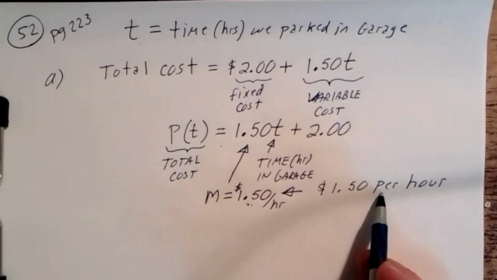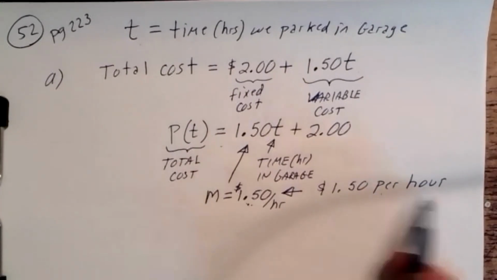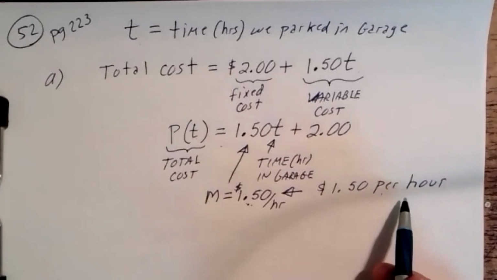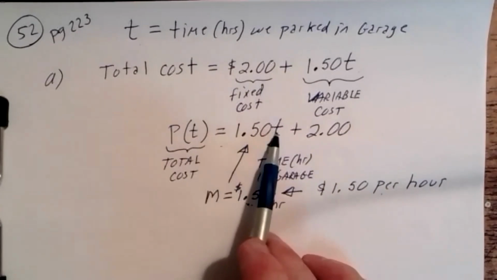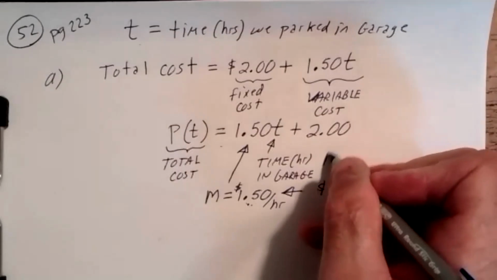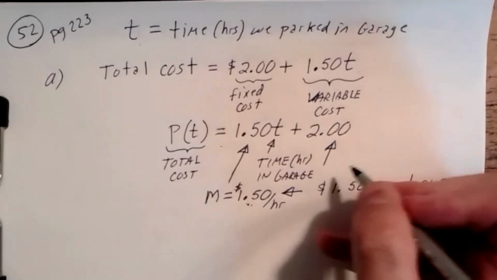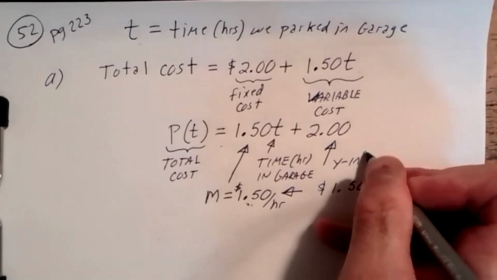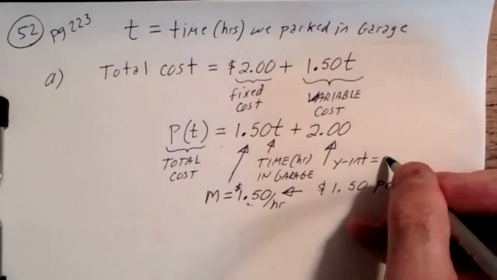Per means rate. If you drive 50 miles per hour, that's the rate that you're driving your car. $1.50 per hour, that's the rate we are being charged for keeping our car in this garage. Slope is always a rate of change. In this case, it's a rate of change of cost versus time. Does anybody want to interpret for us what the y-intercept is? The y-intercept is 2. What does 2 really mean in the context of this problem?